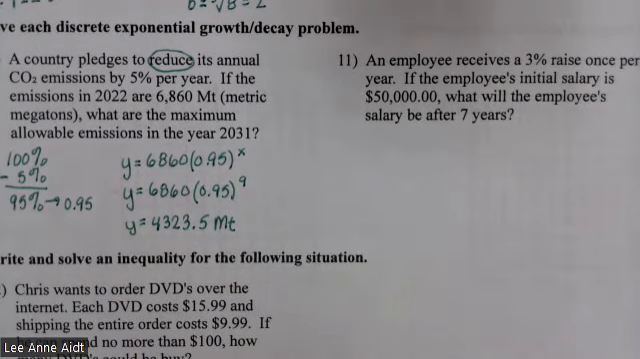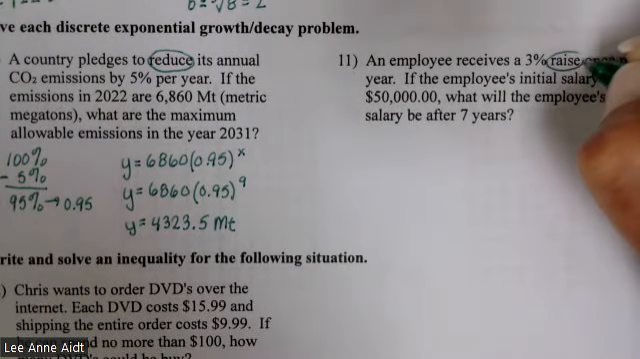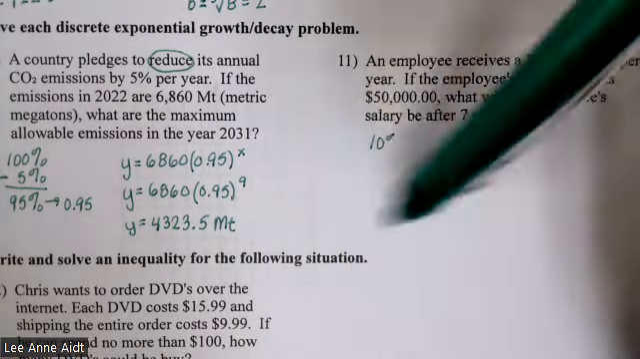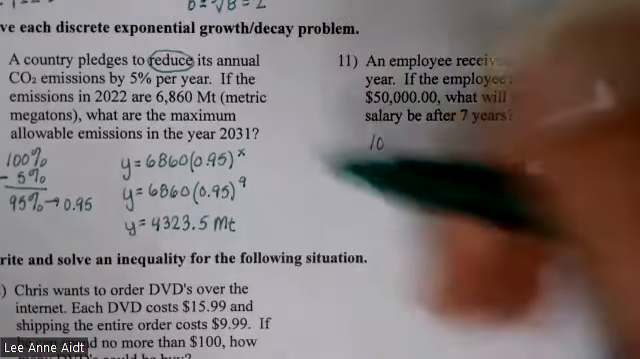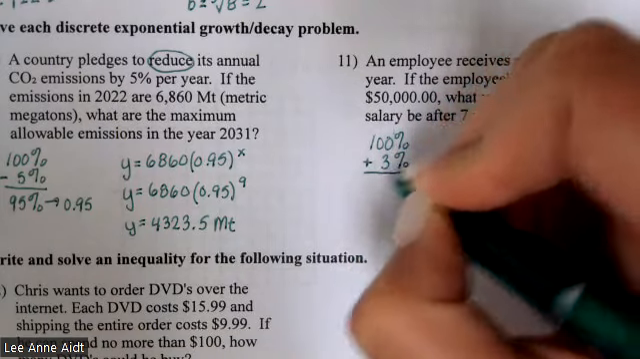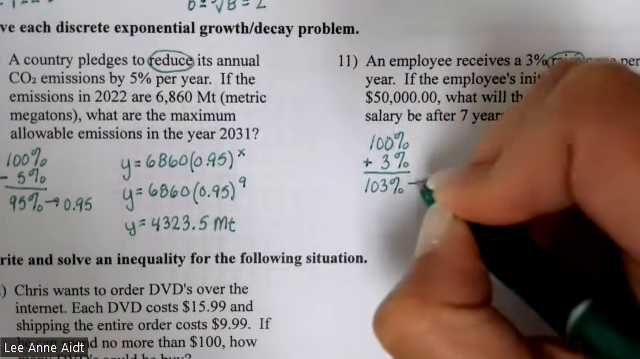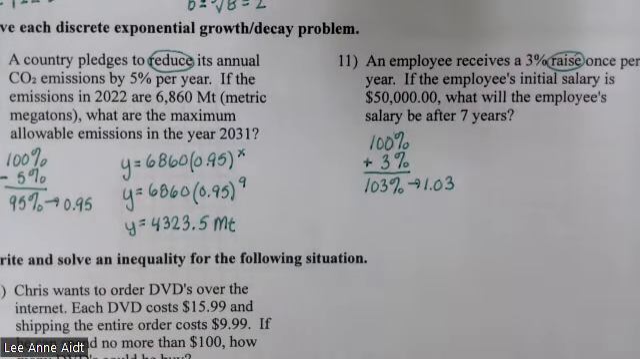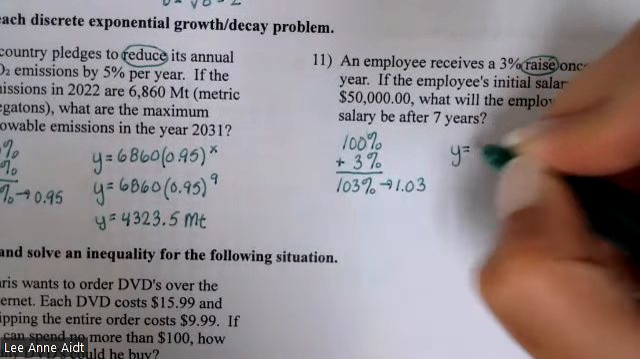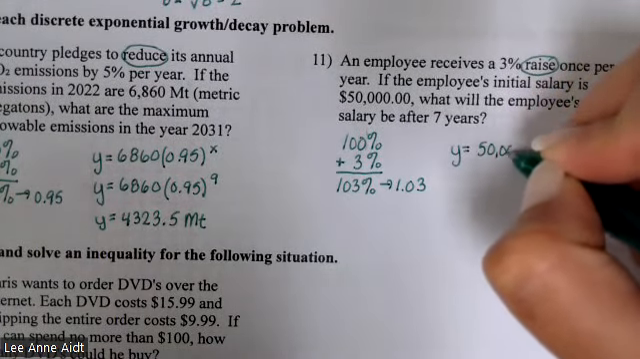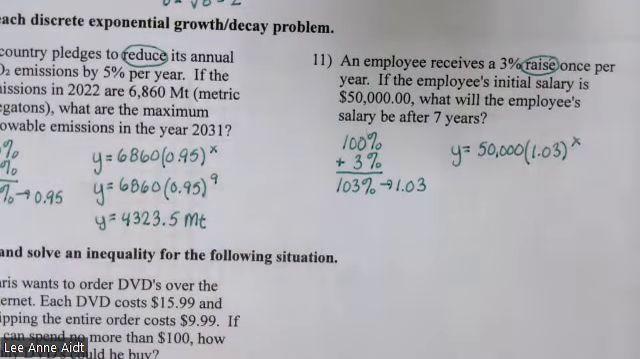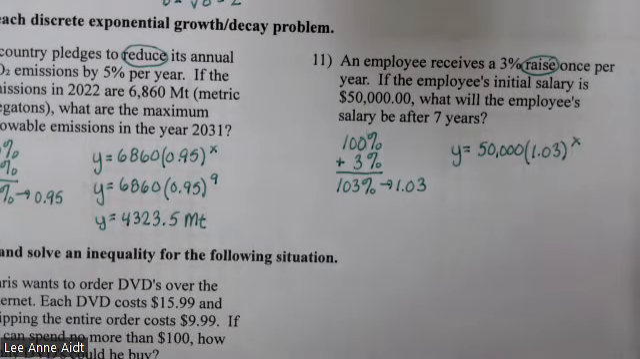An employee receives a 3% raise. So that means going up. We like that. That's good. 100% plus 3% is 103%, which is 1.03. So y equals 50,000 times 1.03 to the x. 7 years.